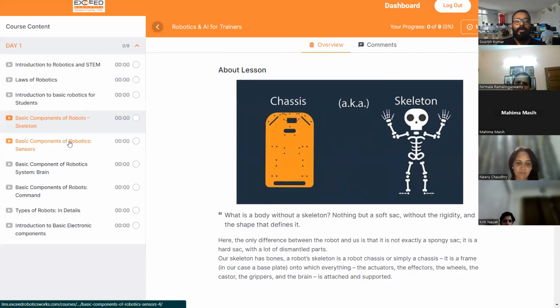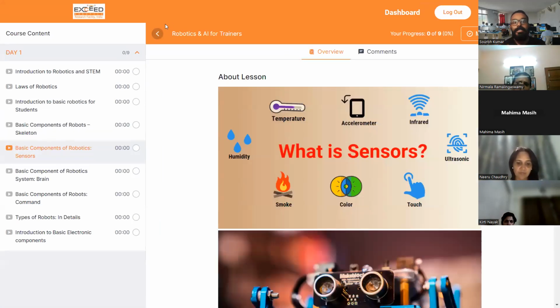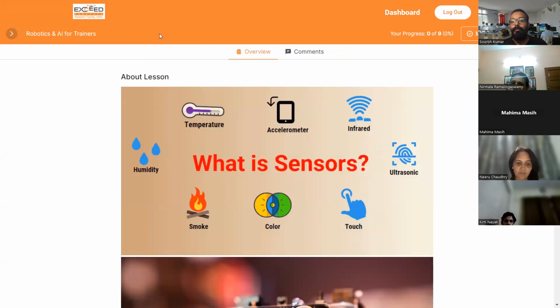So apart from the chassis, what we have is the sensor, and this topic is very important for all of us as teachers, because if we don't have any idea about the different sensors in the marketplace, then... And you should not be limited by what is present in the market, because I'm going to cover the basic electronics part. So you can also build those sensors while teaching your students. That is why I'm going to cover the basic electronics components.